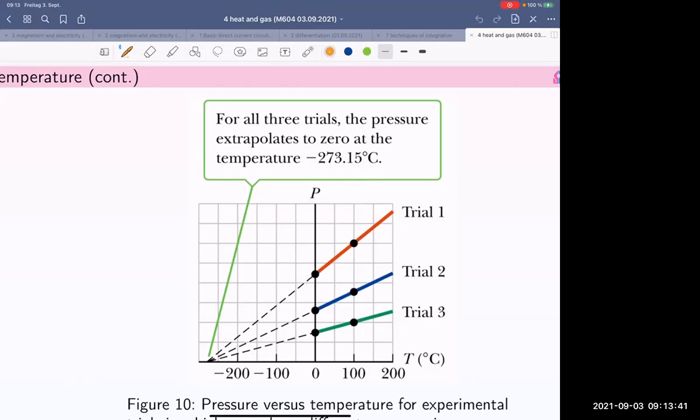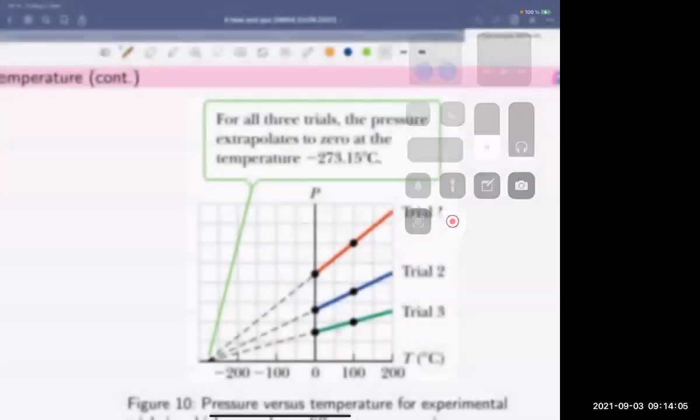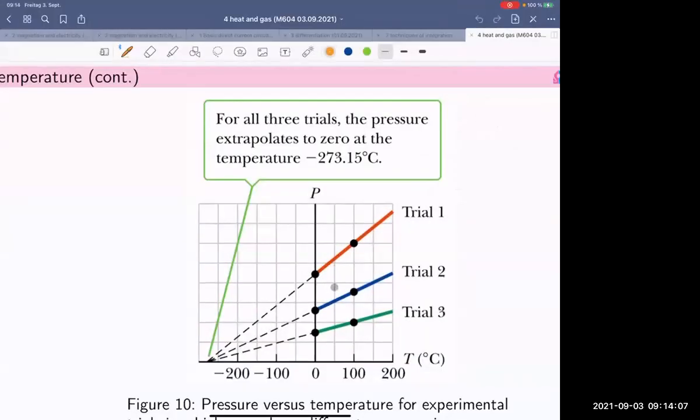You don't have to be so precise like me, but in many cases I often use 273.15, because I want to be precise. They have done several experiments, and all experiments bring us to this point, minus 273.15, and this will be the lowest temperature of any substance that the scientists have observed.